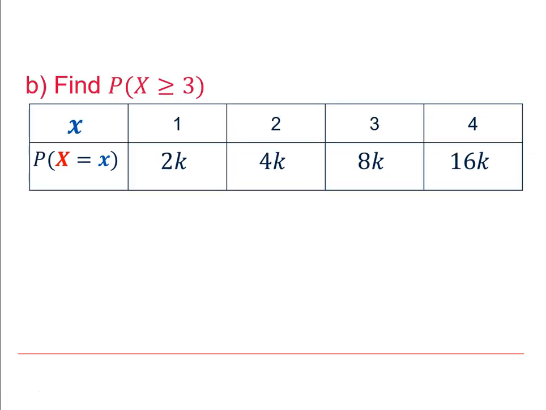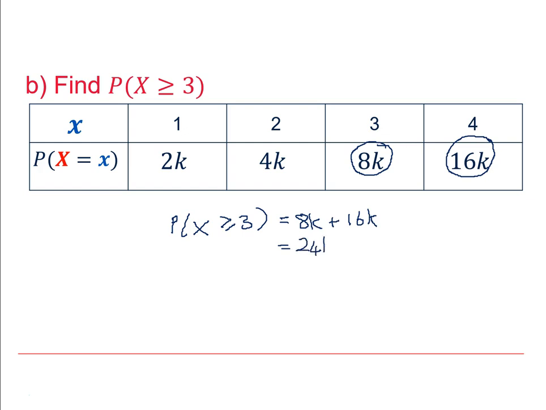So the second question was to find the probability x is greater than or equal to 3. So we are interested in these two probabilities here, greater than or equal to 3, so 3 or 4. So the probability of x being greater than or equal to 3 is going to be 8k plus 16k. That gives us 24k. k was 1 over 30, so 24 over 30.